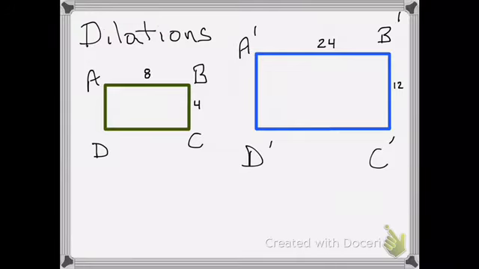We could even go backwards and say that the green is a dilation of the blue, but we typically go from A, B, C, D to A prime, B prime, C prime, D prime. So the image is the primed rectangle, the blue rectangle. If we take a look, there is a scale factor. If we look at the sides, side AB is 8 and side BC is 4. If we go to the blue rectangle, side A prime B prime is 24 and side B prime C prime is 12. So if we want to get the scale factor, we can easily do that.